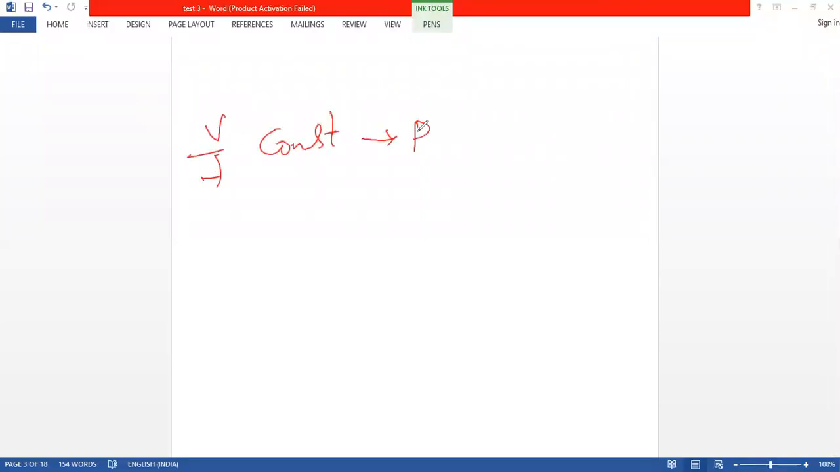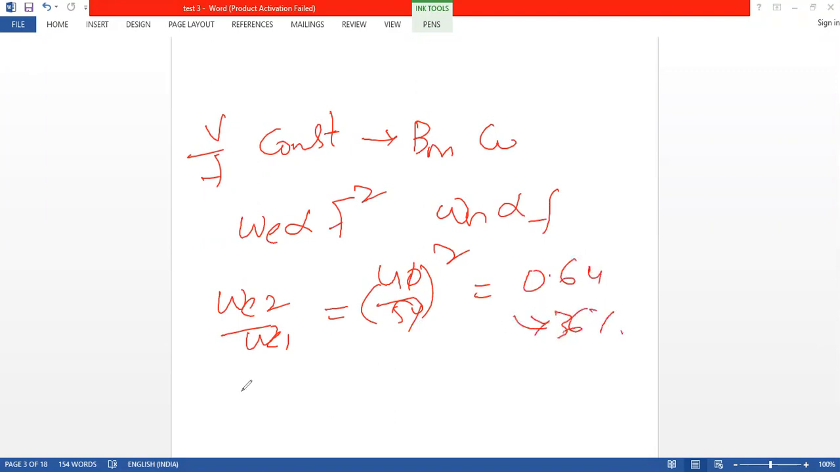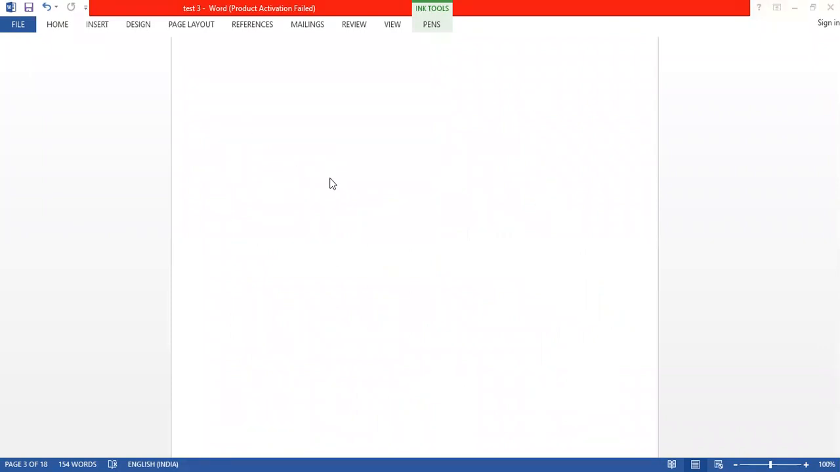V by F constant means B max constant. So eddy current is proportional to what? F square. Hysteresis is proportional to F. So W eddy 2 by W eddy 1 equal to 40 by 50 whole square. It will become 0.8 square, which is 0.64. So 36% decrease in eddy current. W hysteresis 2 by W hysteresis 1 equal to 40 by 50, it is 0.8. So 20% decrease in hysteresis loss. This is your answer. Hope you have understood. Now move ahead.